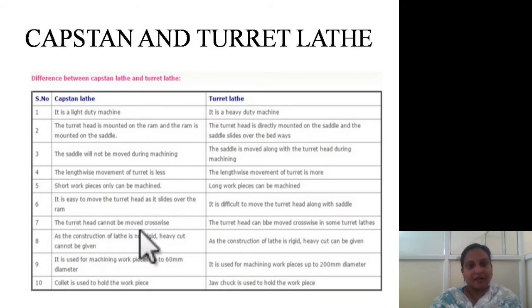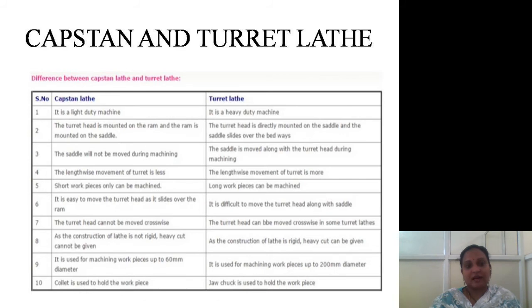The turret head cannot move crosswise. I told you, only in the turret lathe can you move it crosswise. In the capstan lathe you cannot move sidewards. And the construction of the lathe is not rigid, heavy duty cannot be given. It means you cannot machine heavy components. The component should be very light. It is used for machining workpieces up to 60 mm diameter. So there is a restriction over the diameter also, but in the case of the turret lathe you can go up to 200 mm diameter.